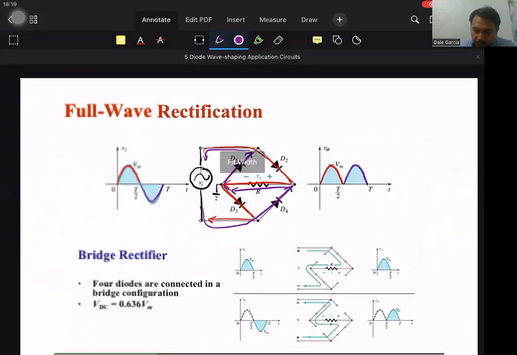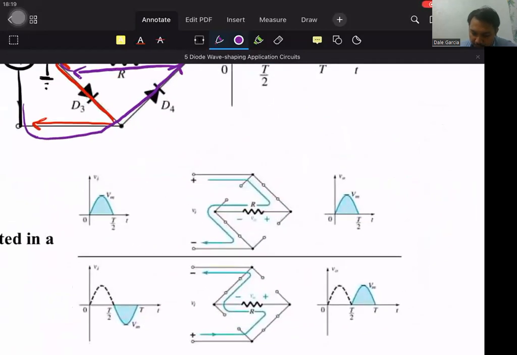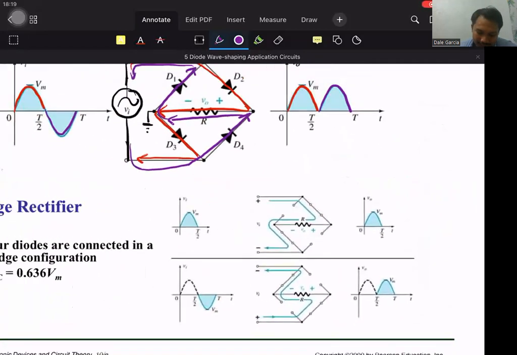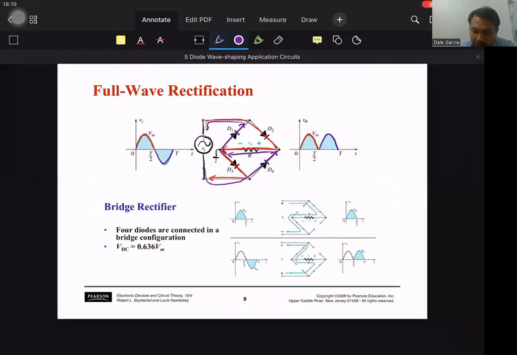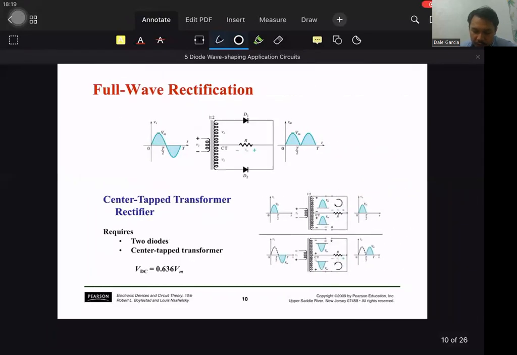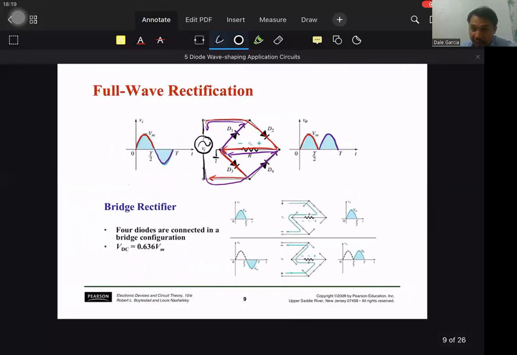Okay? It's in the slide below. So the difference, aside from the output waveform, from the half-wave rectifier is the value of the DC voltage. Since it passes through two diodes, we just multiply 0.318 by 2. So 0.636 times Vm. That's the value of the DC voltage. So that's for the full wave bridge rectifier.